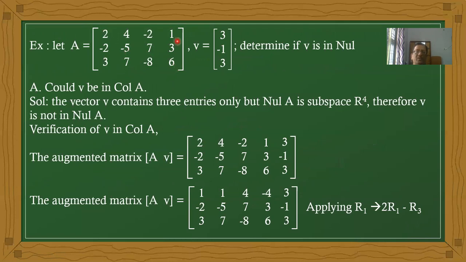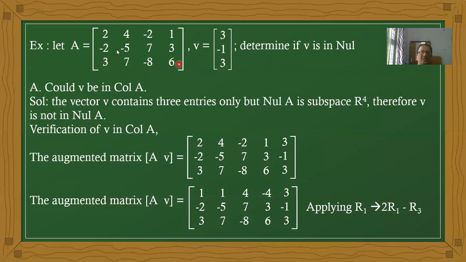Now here we want to prove, V is another column matrix given now. The elements are 3, minus 1, 3. Determine if V is in column A, null A. Could V be in column A? Whether V belongs to null A as well as column A. Okay, the given matrix now.